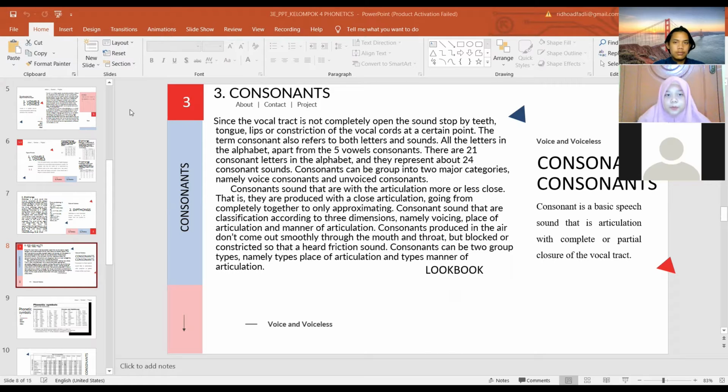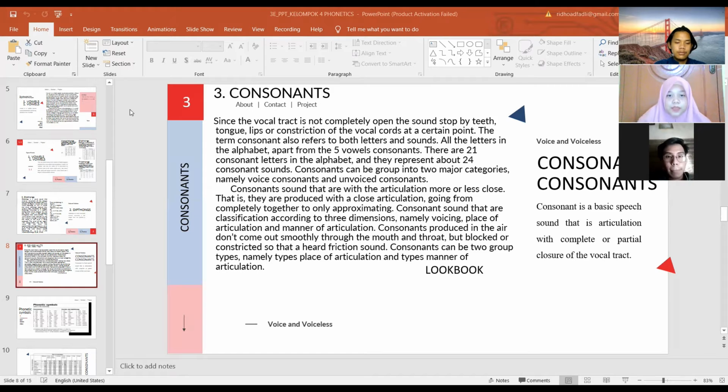Consonants can be grouped into two major categories, namely voiced consonants and unvoiced consonants. Consonant sounds are those produced with a close articulation, going from completely closed together to only approximating. Consonant sounds are classified according to three dimensions, namely voicing, place of articulation, and manner of articulation.